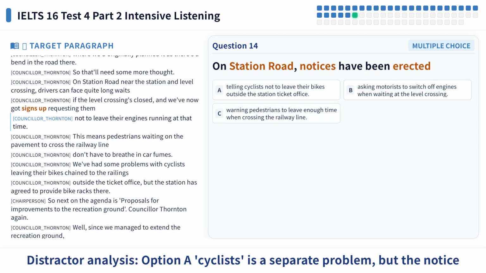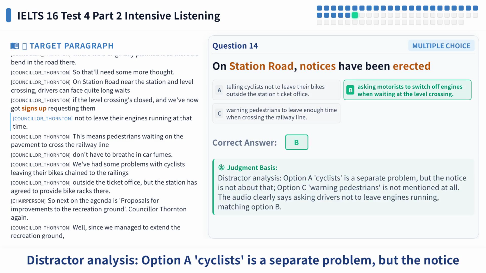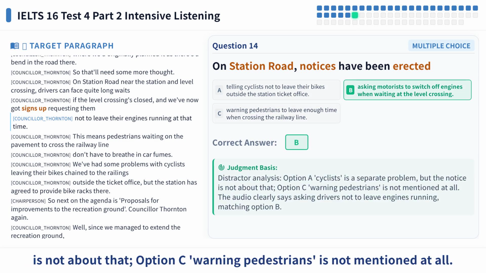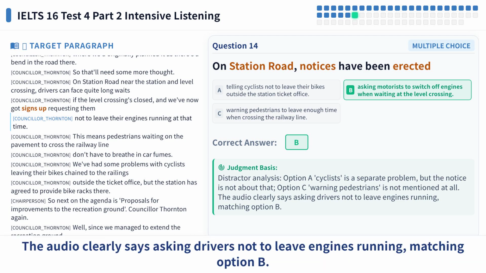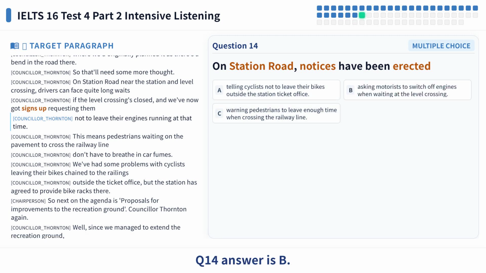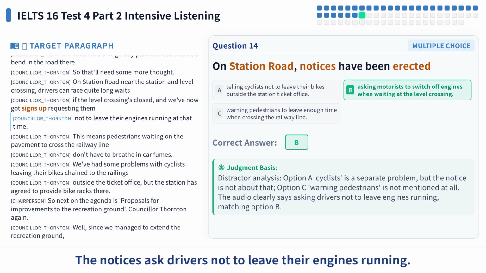Distractor analysis. Option A, cyclists, is a separate problem, but the notice is not about that. Option C, warning pedestrians, is not mentioned at all. The audio clearly says asking drivers not to leave engines running, matching option B. Q14 answer is B. The notices ask drivers not to leave their engines running.